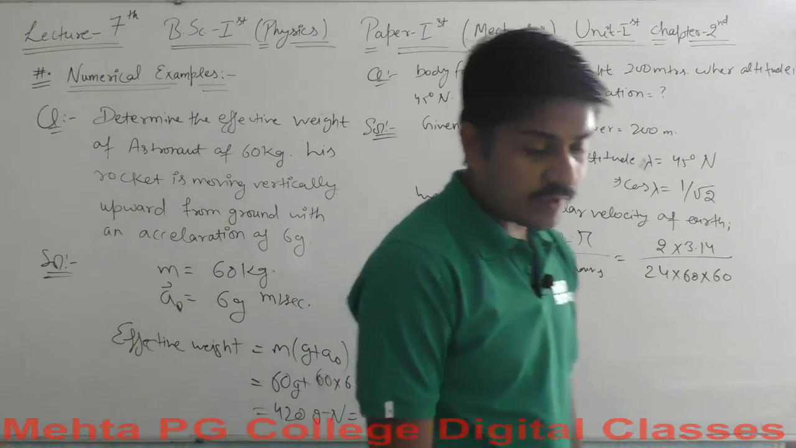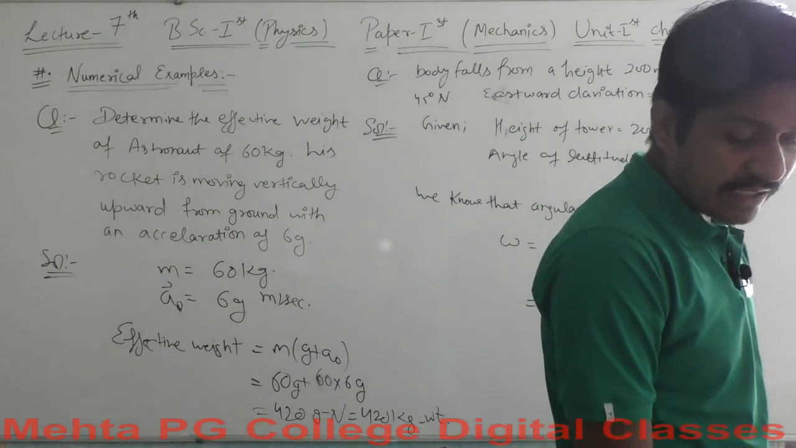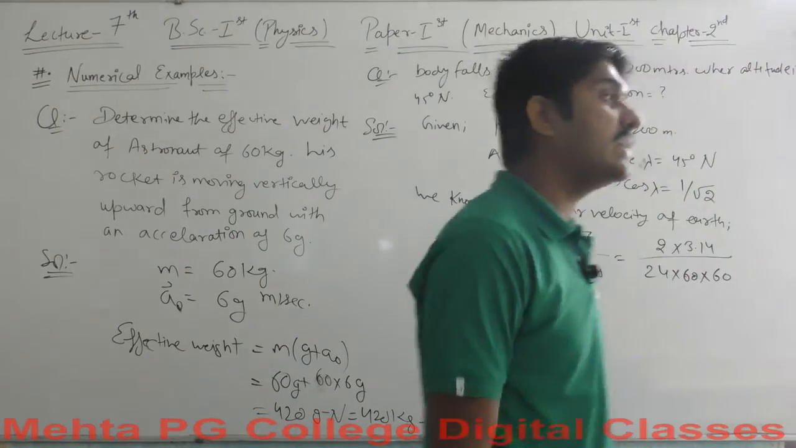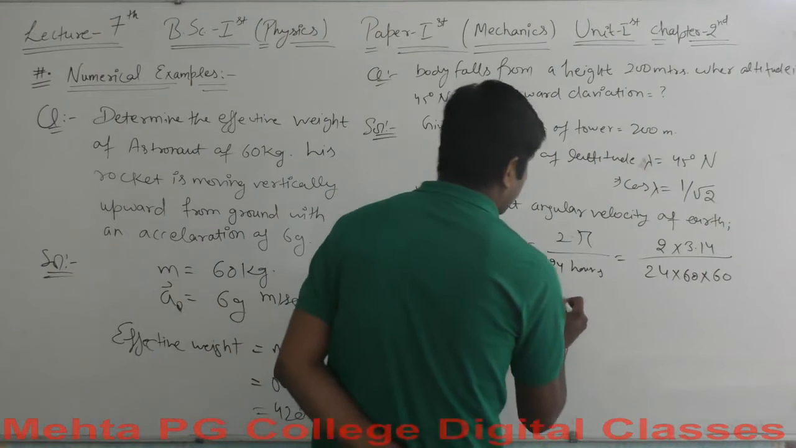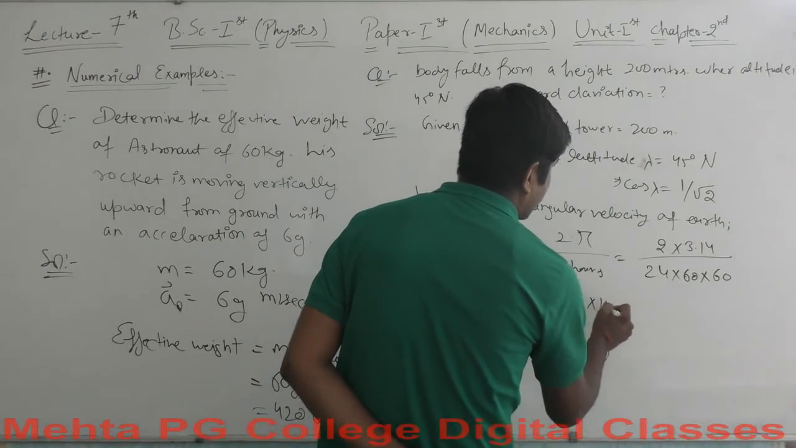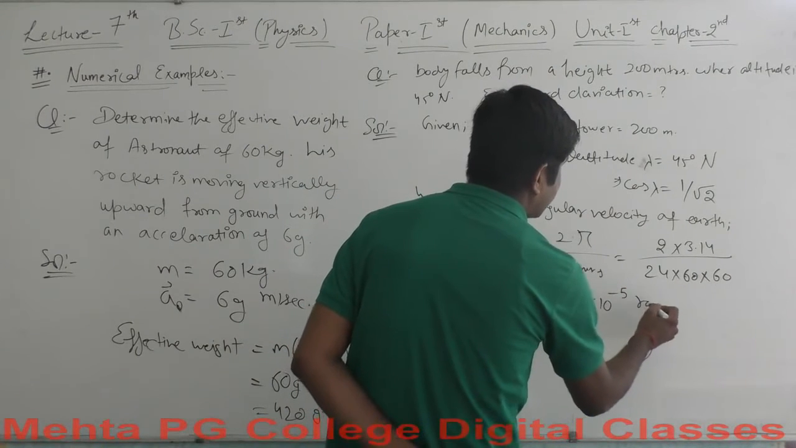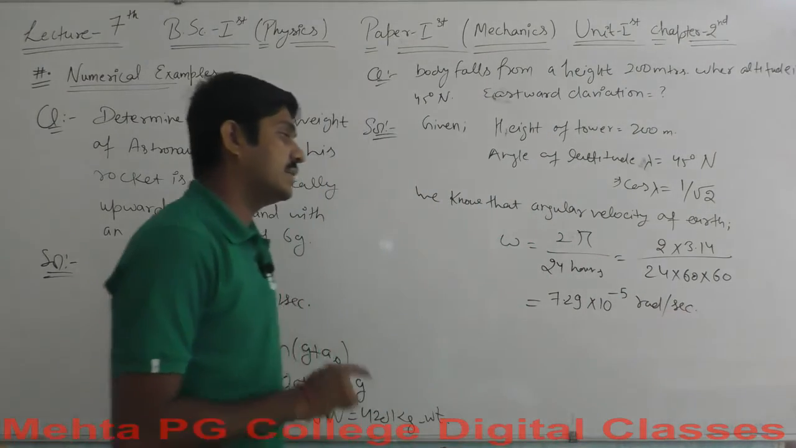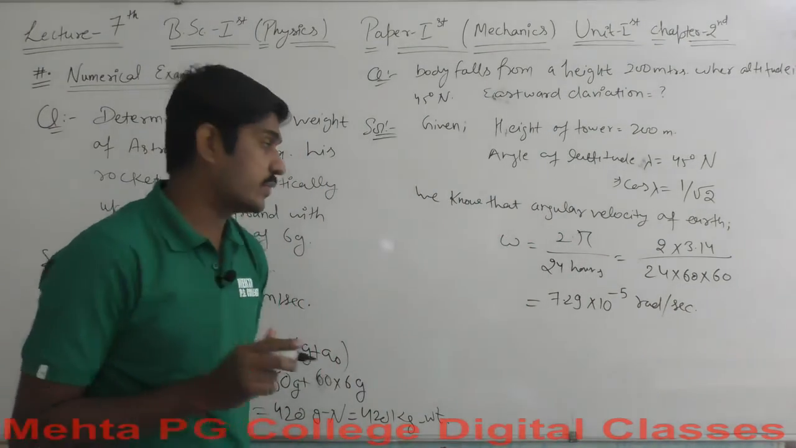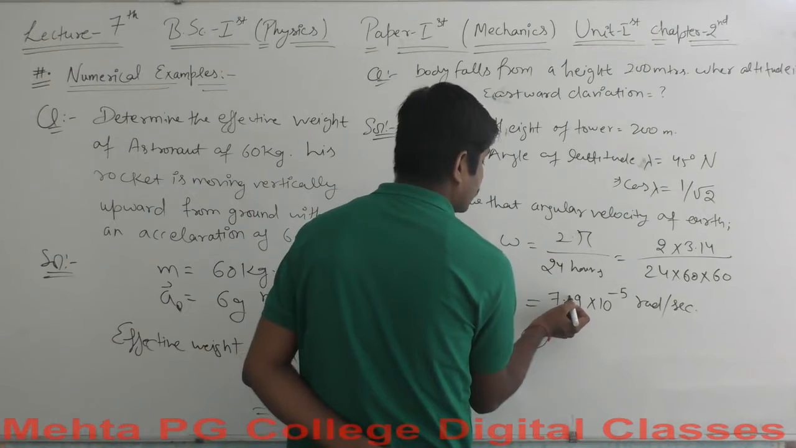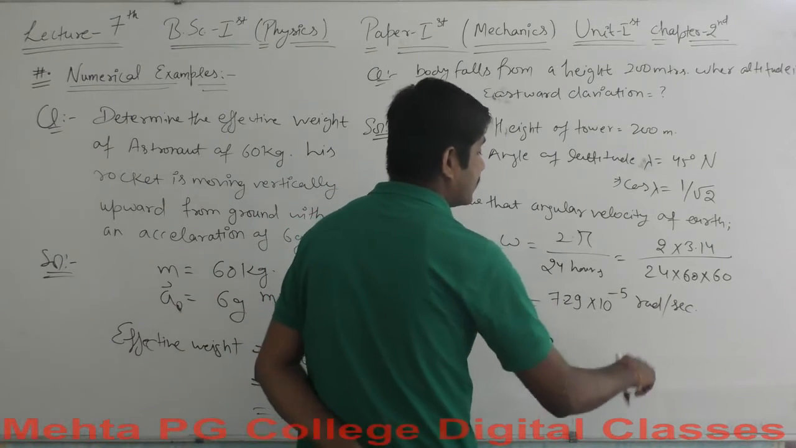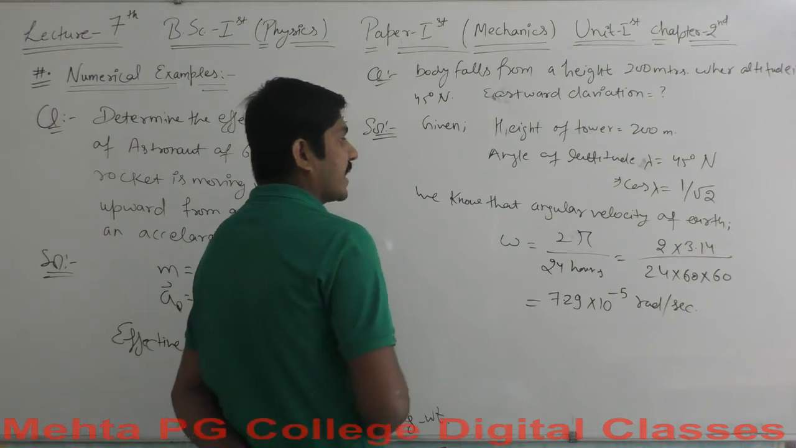So what should be the value of omega by now? If you remember, the value of omega is equal to 7.29 into 10 to the power minus 5 radian per second. That will be the value by now. 7.29 into 10 to the power minus 5 radians per second. That is the value of omega.